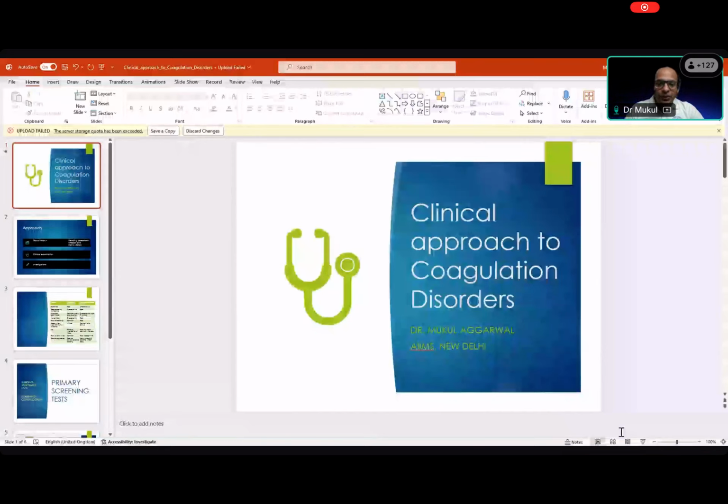Primary screening test, she mentioned about reading coagulogram, but Mukul, your slide is not moving. Okay, sir. We're stuck on slide number 4 right now. Yeah. Sir, I was on slide 4 only. Oh, perfect. Sorry, it's fine.